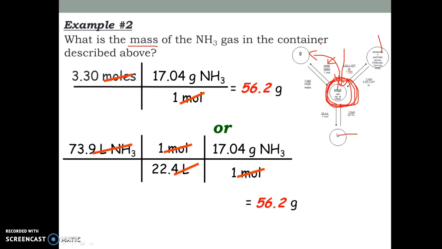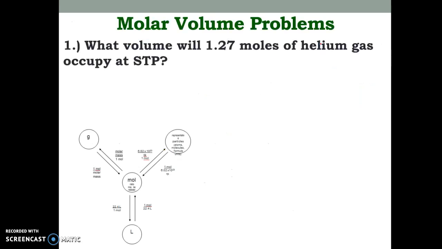All right, so there's my examples. Let's go ahead and flip 6.2 over, and let's do our first example of your homework problems. So in your homework, the first question says, what volume will 1.27 moles of helium occupy? So it looks like I'm going from moles to volume. Now, volume is in liters, so if it helps, you might want to write volume down here, okay? So when it asks for volume, it's asking to go to liters.